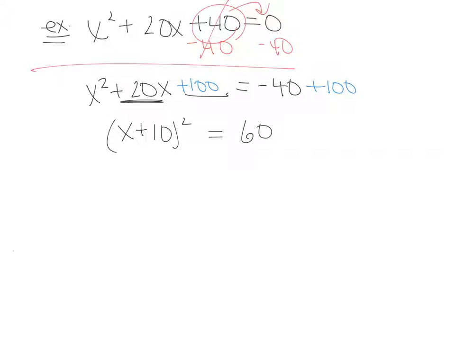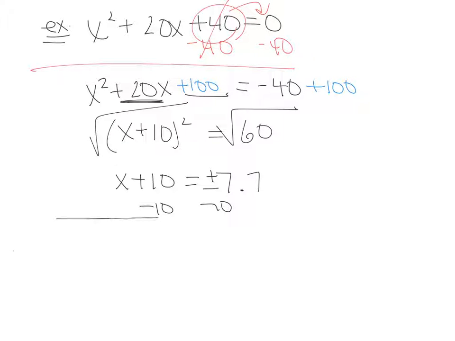So I'm going to solve for x by doing what first? By square rooting. So I have x plus 10 equals, square root of 60 is 7.7. Okay. However, plus or minus. I'm now going to subtract 10 on both sides. So I have x equals negative 10 plus or minus 7.7.